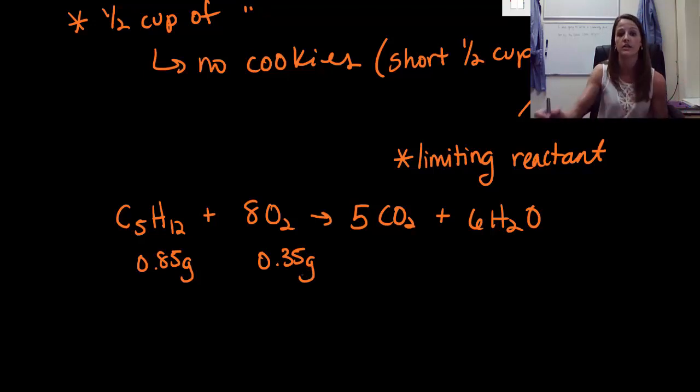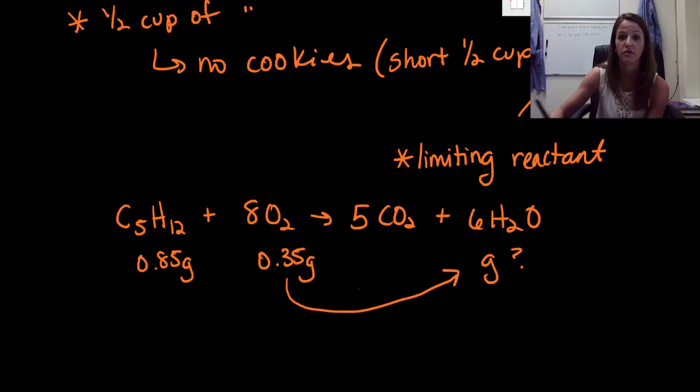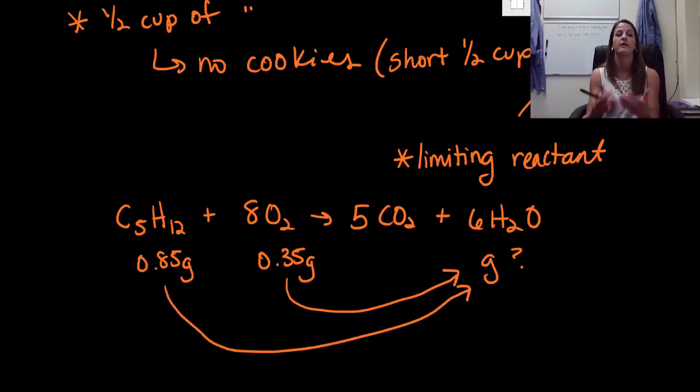Now what you want to do is figure out how many grams of water you can actually produce with these reagents. So the best way to do that is simply to take this number and convert it to grams of water, this number, convert it to grams of water, and say which is my smallest number. Because your limiting reagent is going to tell you how much you could possibly make with the smallest amount possible, okay?